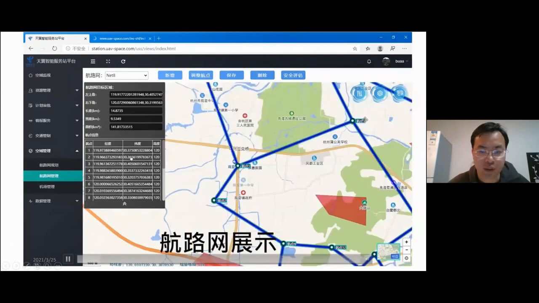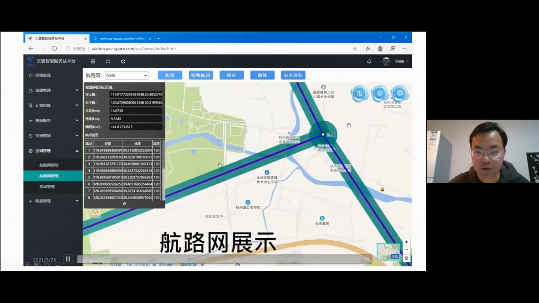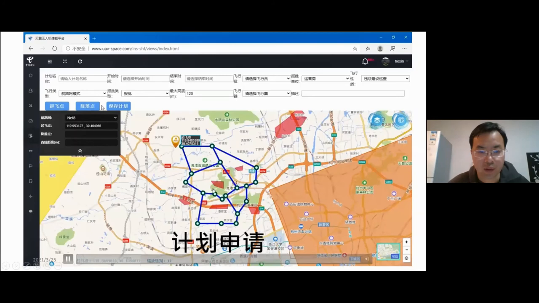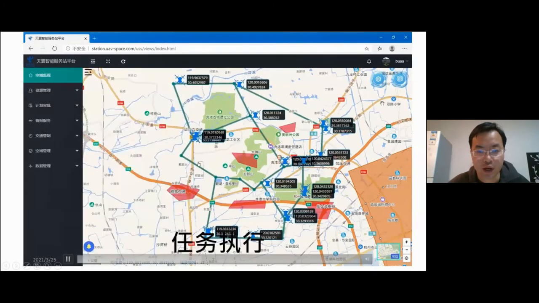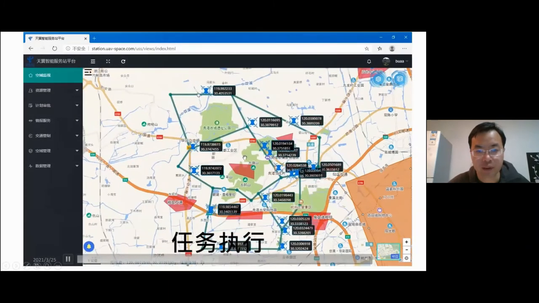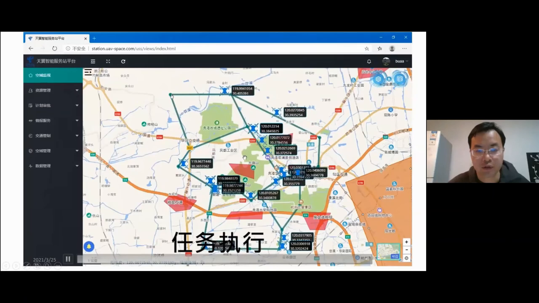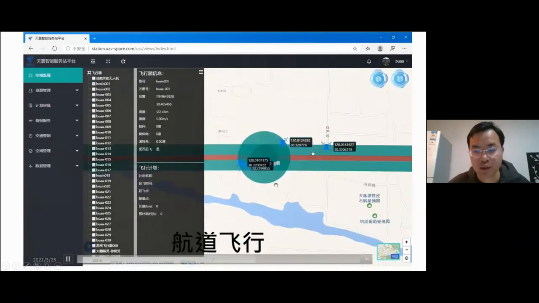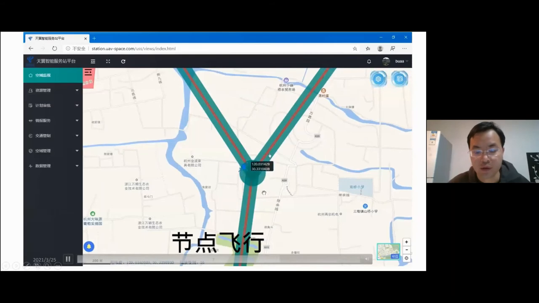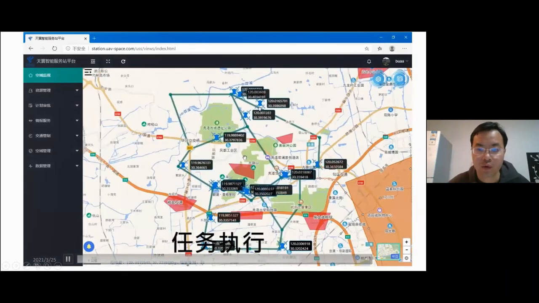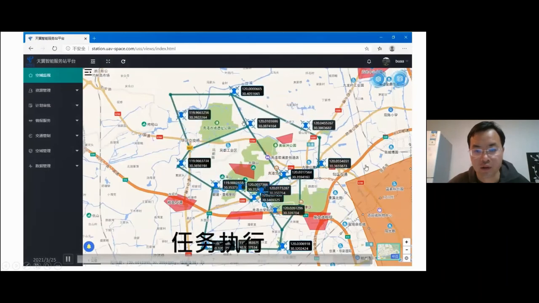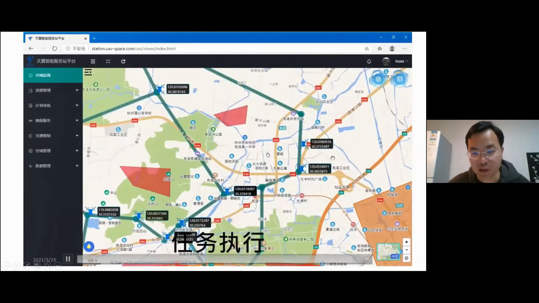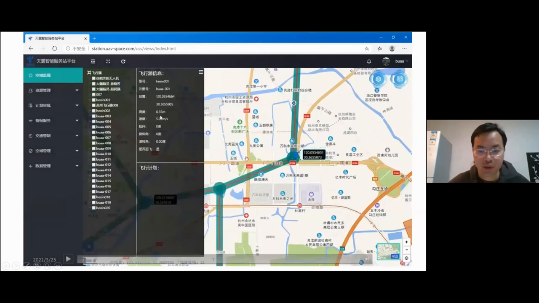This is a location. On this airway, we put the takeoff point and the landing point. We'll track a drone flying from the takeoff point to the landing point. All the UAVs on the airways can make avoidance with each other autonomously.